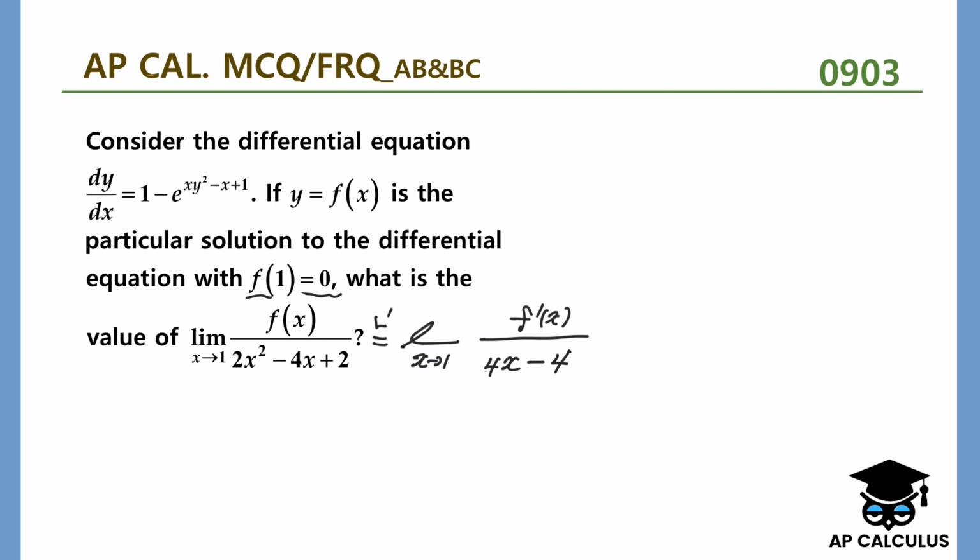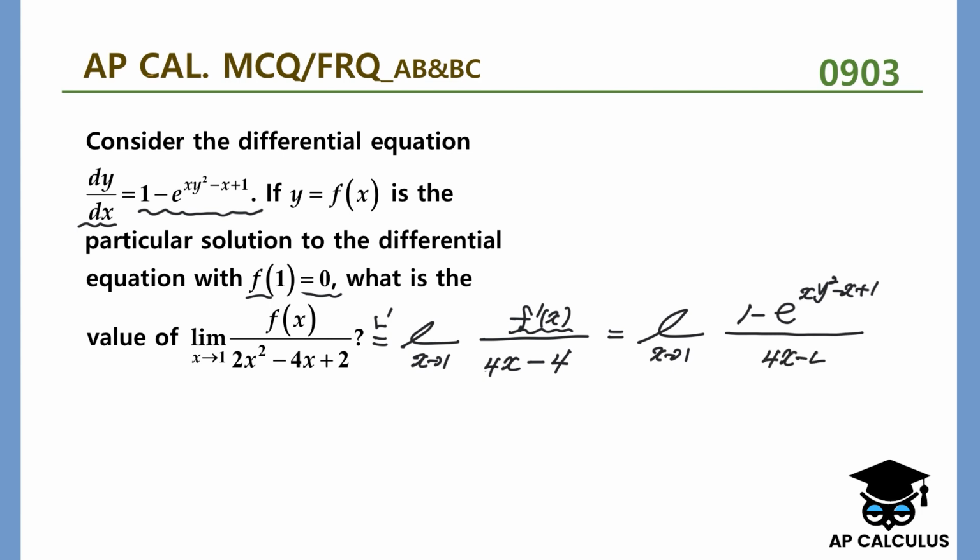Here, f prime is given right over here, dy over dx. It's 1 minus e to the xy squared minus x plus 1. So I'm going to substitute 1 minus e to the xy squared minus x plus 1 for f prime of x. And in the denominator, we have 4x minus 4, right? Now, let's substitute 1 for x.